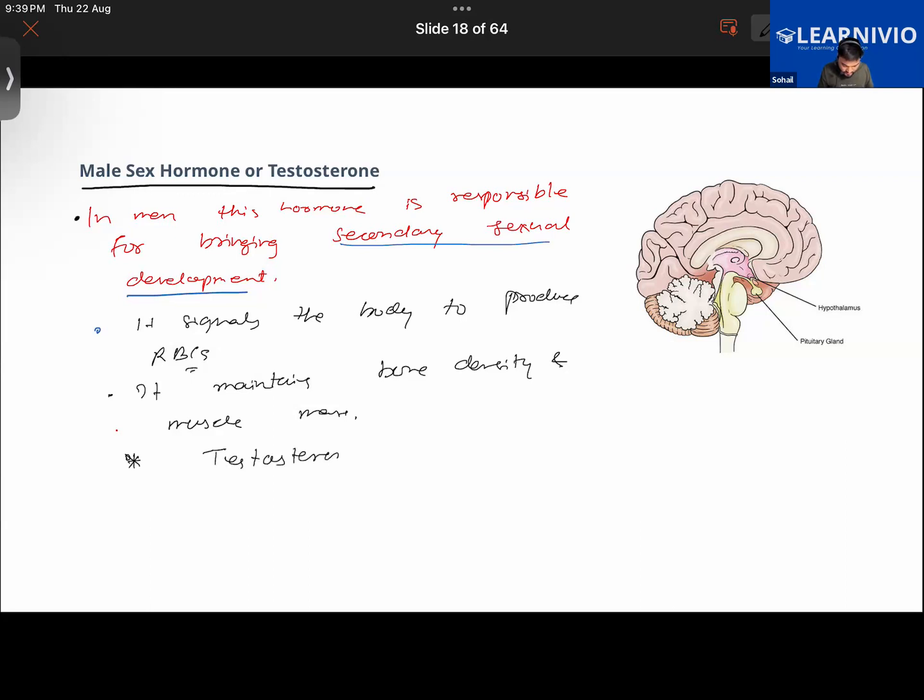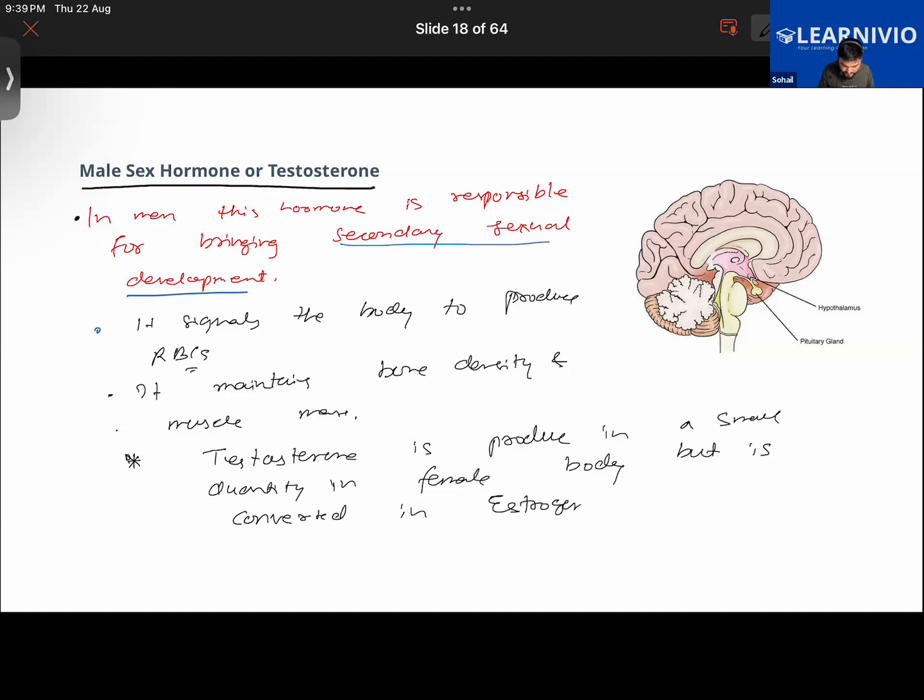Testosterone is produced in a small quantity in the female body, but is converted into estrogen. Okay, now it is produced in their body, but it is converted into estrogen.